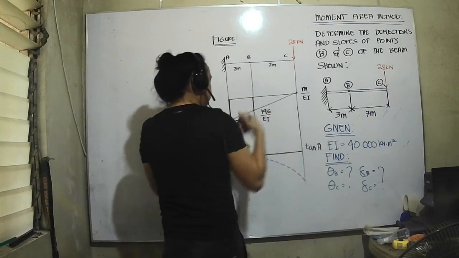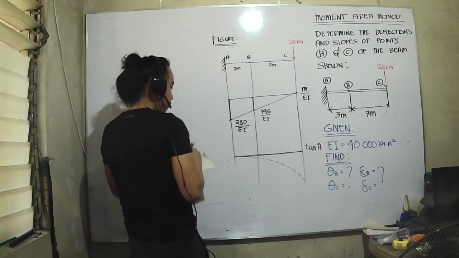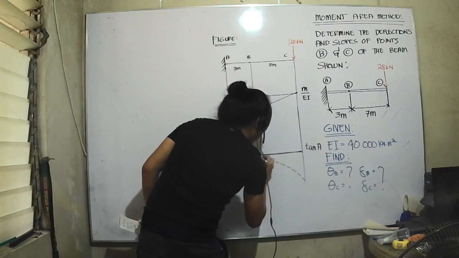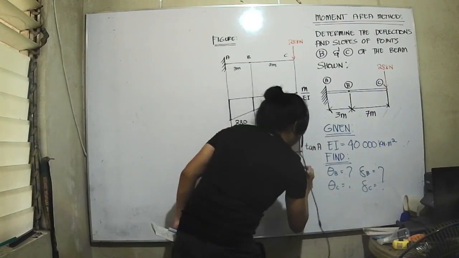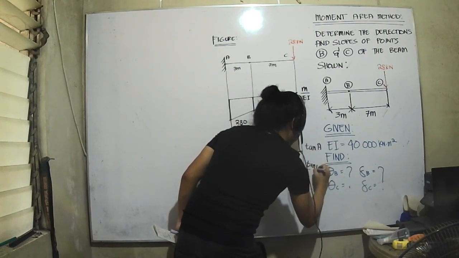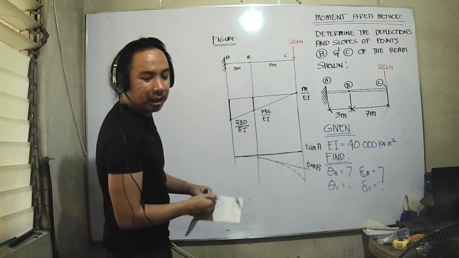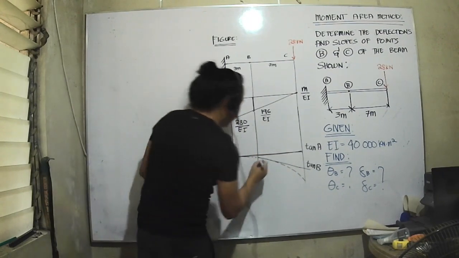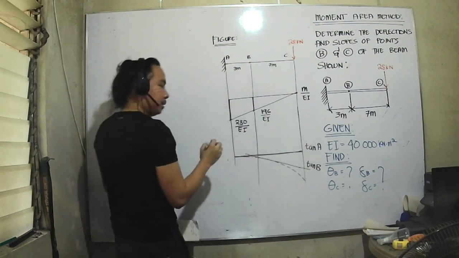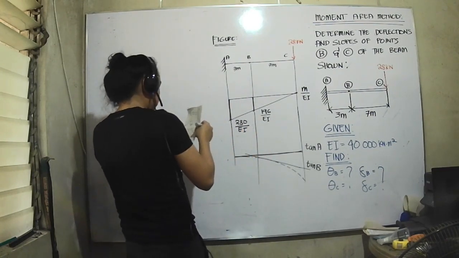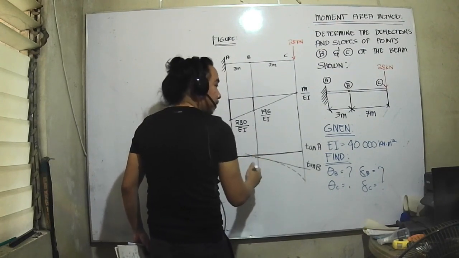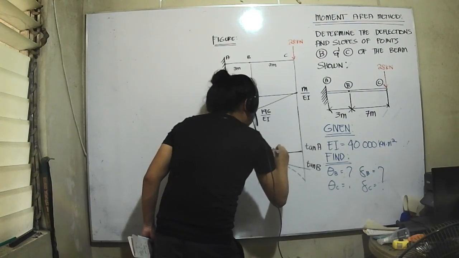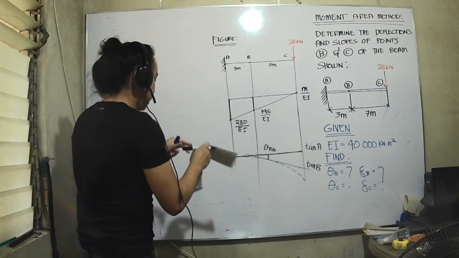Now, next, I will draw a tangent line at B. I will extend this a little so I can see it. Okay, I'll just call this tangent B. The angle between tangent line B and tangent line A, we'll call that. If we take the tangential deviation, the angle of deviation should be equal to B over A.